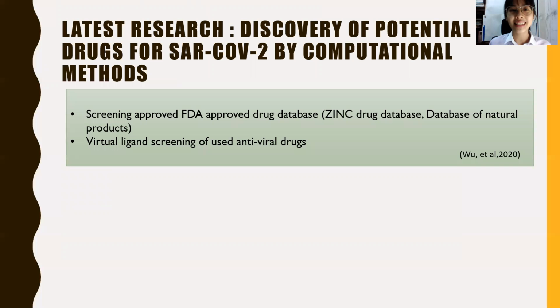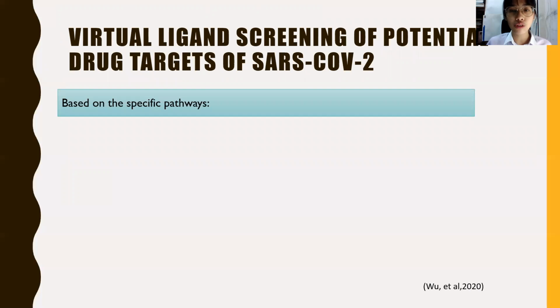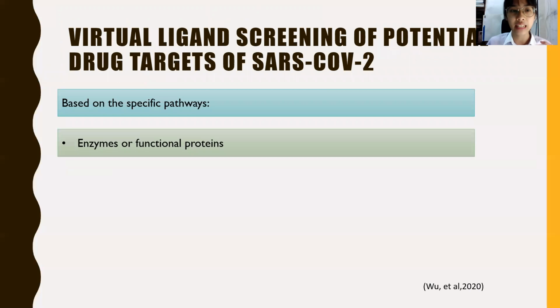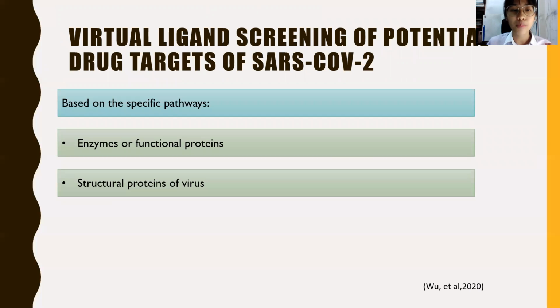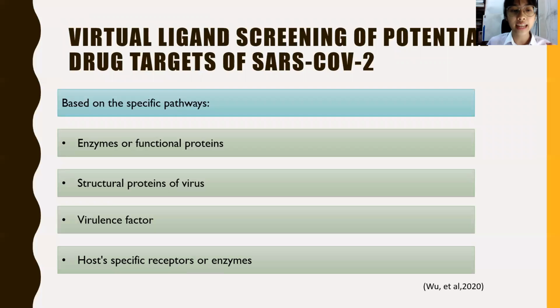Lastly, I would like to share the latest research about drug discovery for COVID-19 by using the computational method by Wu in 2020. It involved the screening of the ZINC drug database and natural products. Besides, the database of used antiviral drugs is screened by using virtual ligand screening. The result shows that there are four types of drug targets for COVID-19. The first one is targets inhibiting virus RNA synthesis, targets inhibiting virus structural protein, targets inhibiting virus factor, and targets blocking host-specific receptor or enzyme.